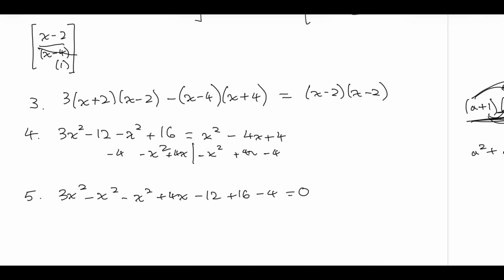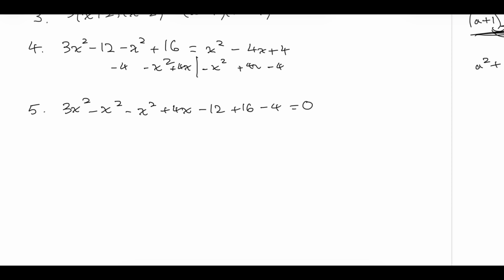Alright, so since we moved all these terms to the left, we have 0 on the right, and that's what we want. Okay, so now we want to simplify this. These go away, and we're left with an x squared, and this goes away, and we're left with 0. So here we're left with x squared plus 4x equals 0. Alright, factoring, we have x.